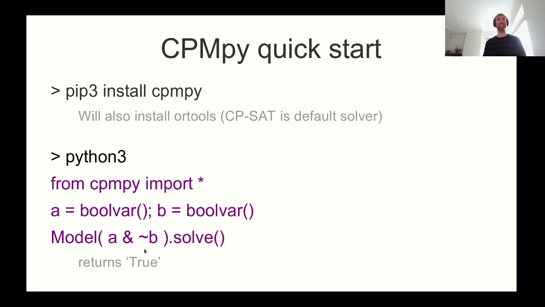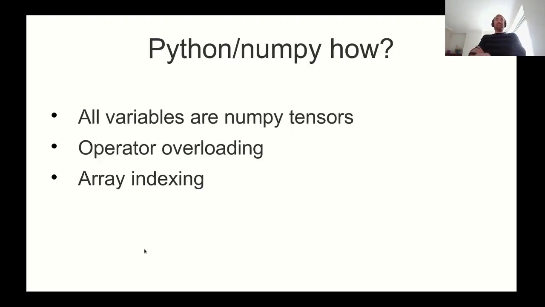All right. So I said the first one is Python, and the second one is that it's NumPy-based. What does it mean that it is NumPy-based? There are three properties and also advantages, as we will see. The first one is that all variables are NumPy tensors.